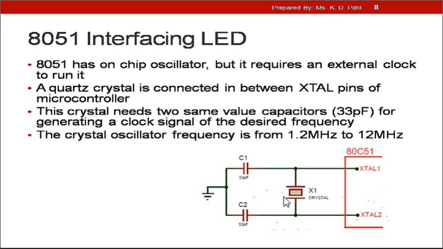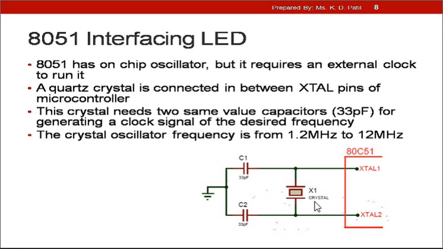Okay, and this crystal needs two same-value capacitors. If you see in the diagram, C1 and C2, these are the two capacitors connected to the crystal, and both the capacitors have the same value, that is 33 picofarad. So these same-value capacitors, connected to the crystal, and the complete set is connected to the XTAL1 and XTAL2 pins of the 8051 microcontroller, they will generate a clock signal of a desired frequency.